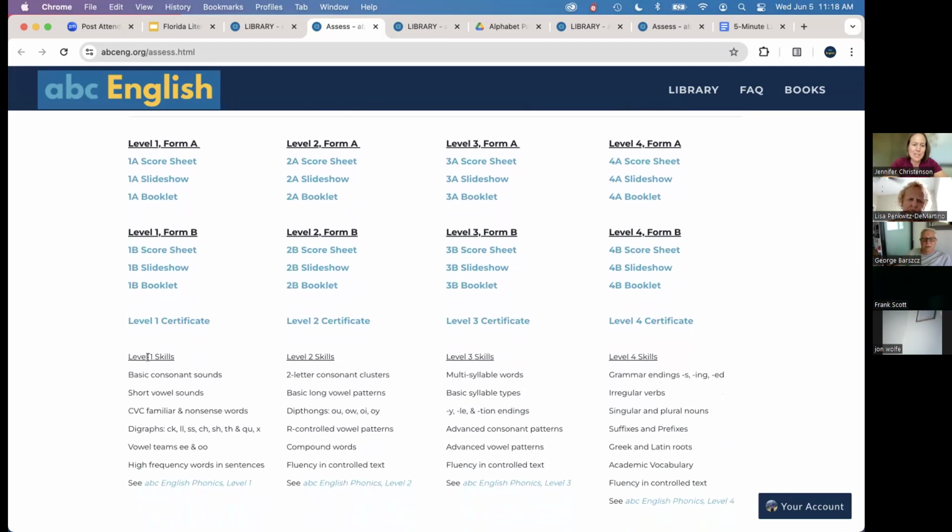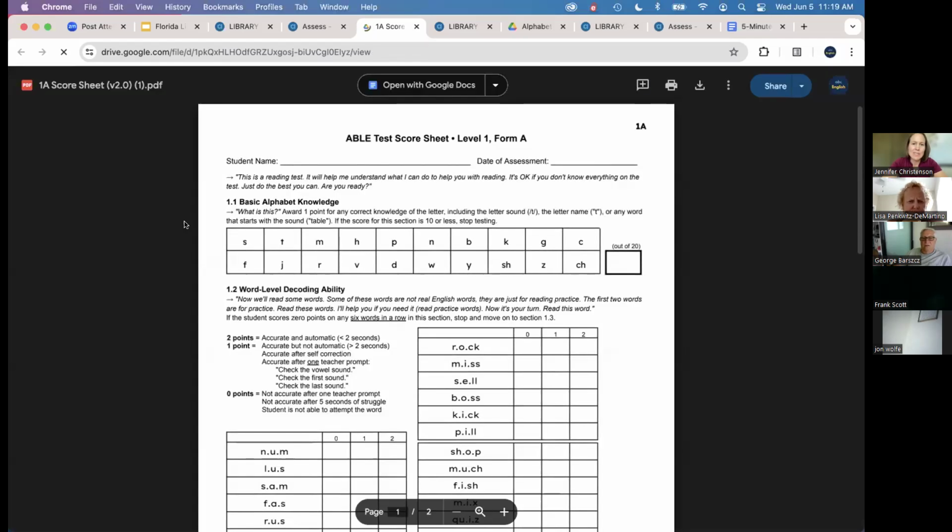So within level one, you're testing to see what students already know or don't know about consonant sounds, short vowel sounds, sounding out a short one syllable word, digraphs like C-H, S-H, T-H, E-E, O-O, and some of the most frequent, the high frequency words in easy sentences. So I'll just open up the level one score sheet to show you what that looks like.